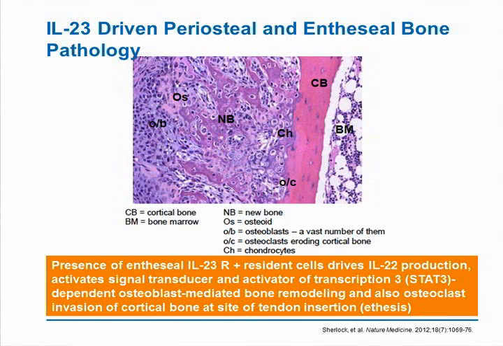I'm not suggesting you do that, but this is exactly the combination of cells that are there, and actually now implicating a role for osteoblasts making IL-22. And being in response, getting highly activated, and the signaling pathway with STAT3 is highly, highly characteristic.